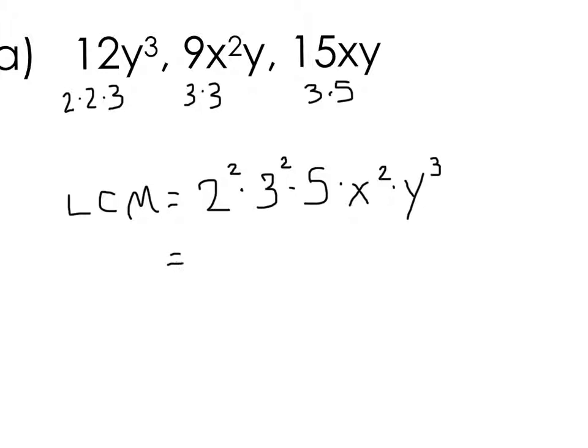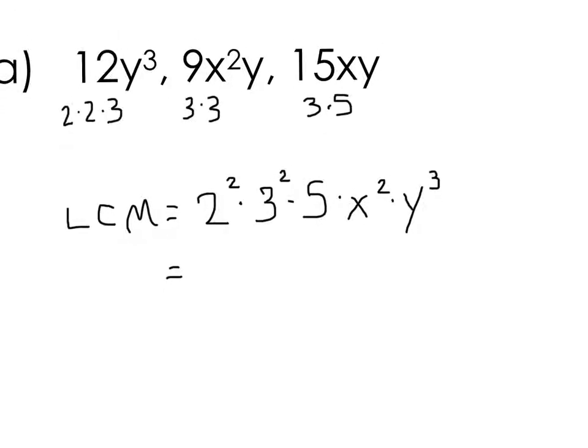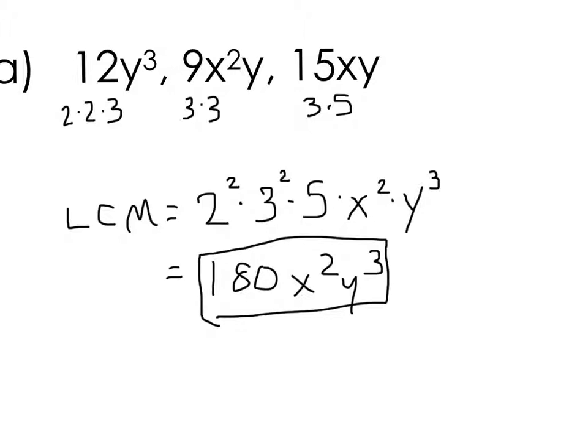3 times. So 2 squared is 4. 3 squared is 9. 4 times 9 is 36 times 5. 36 times 5 is 180. Whoops. 180 x squared y cubed. That is our least common multiple. It is the smallest expression into which each of our original 3 expressions will divide evenly.